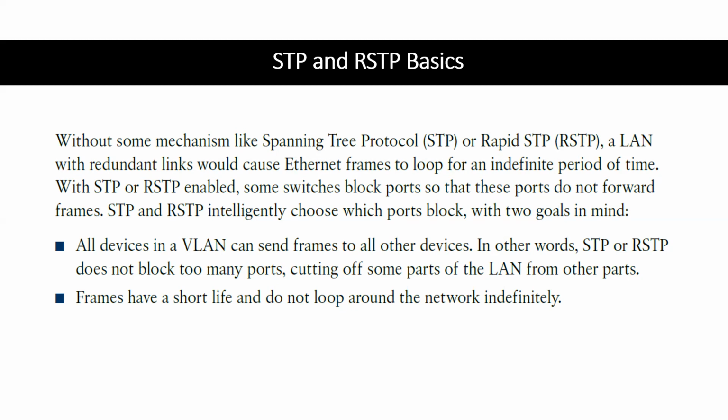And the second goal is that frames have a short life. They don't last forever. So if we don't use spanning tree, a frame loops around the network. It's not going to stay alive forever, but it will cause disruption within the network. So we need to make sure we understand the theory and the importance of spanning tree. And this should have told you the reason why this is one of the three main functions of a switch.